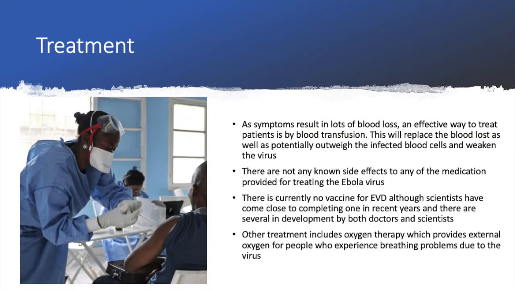Treatment. As symptoms of the virus result in lots of blood loss, an effective way to treat patients is by blood transfusion. This replaces the blood lost as well as potentially outweighing the infected blood cells and therefore weakening the virus. There are not any known side effects to any of the medication provided for treating the Ebola virus, and there is also no vaccine, although scientists have come close to completing one in recent years, and there are several in development by both doctors and scientists.